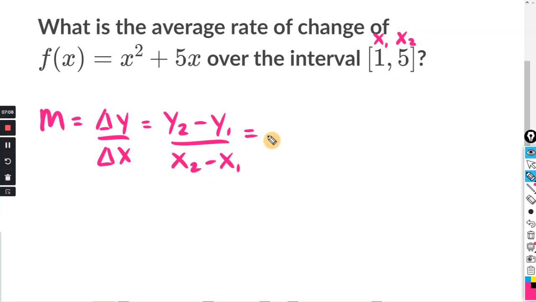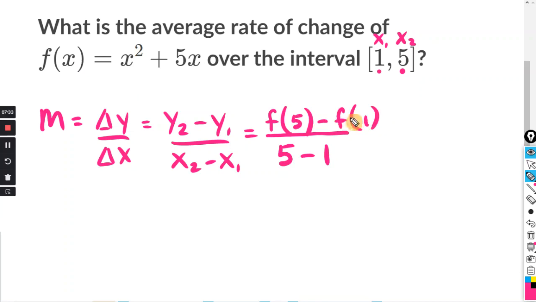All right, so in the denominator, x2 minus x1, it's going to be 5 minus 1. And in the numerator, we have to evaluate the function at 5 minus, and we have to evaluate the function at 1. Okay, notice once again, I'm lining these up. The 5s are first, the 1s are last, so you want to make sure. All right, and let's work down here.